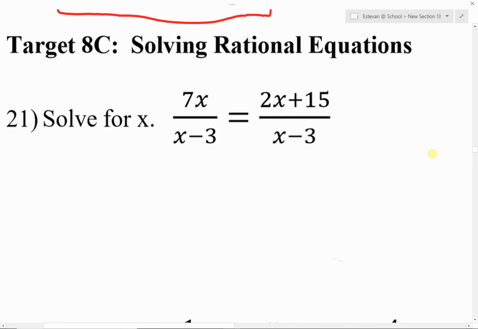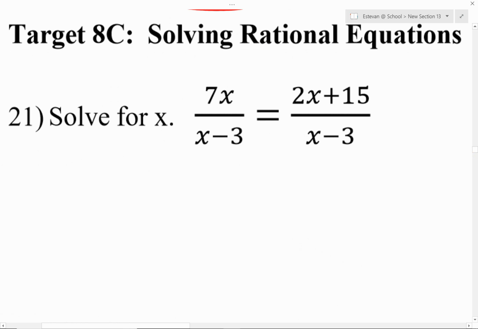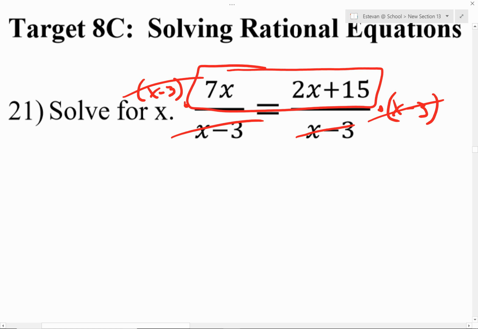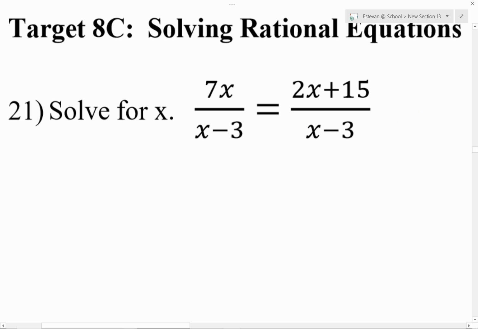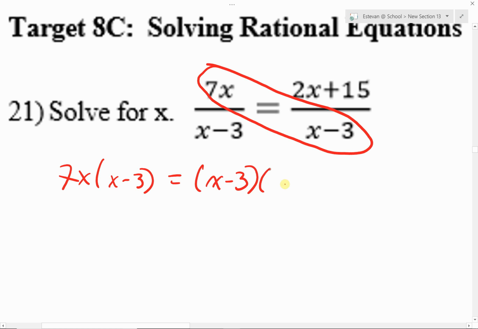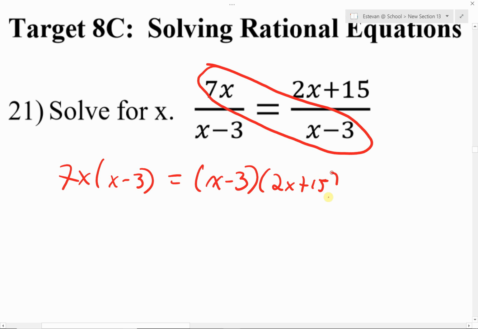Alright, 21. What I prefer to do for 21 sometimes is multiply both sides by x minus 3. Multiply both sides by x minus 3, and then they cancel, leaving you with just the top to work with. Other people like to also cross multiply. Just letting you know, you could cross multiply here, leaving you with 7x times x minus 3 is equal to, parentheses, x minus 3 times 2x plus 15.